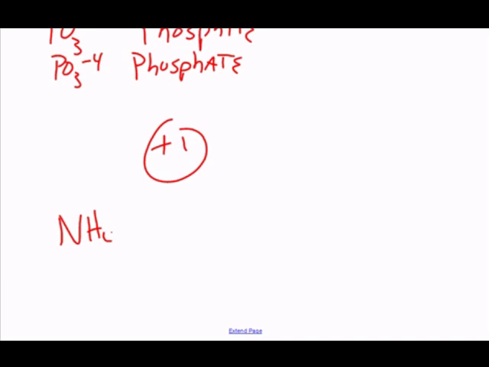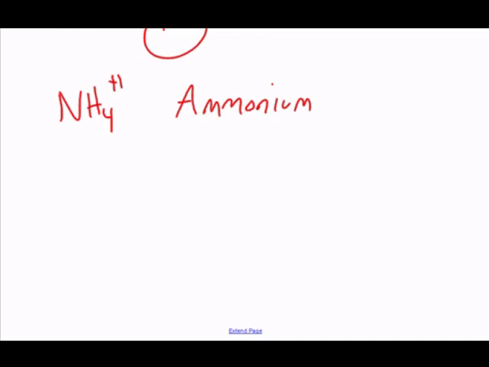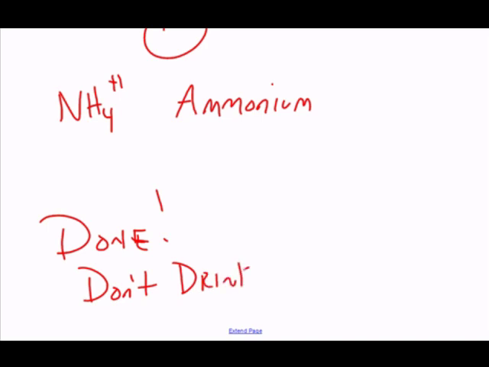We have one polyatomic ion that's +1. His name is ammonium. He ends in IUM. Ammonia, like, whoo, smells like ammonia. That's NH3. So that's it. That's the list of polyatomic ions. We do need to know them. We do need to know them quick. And that's it. Don't drink and drive.